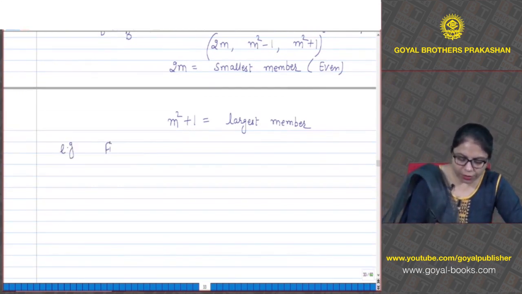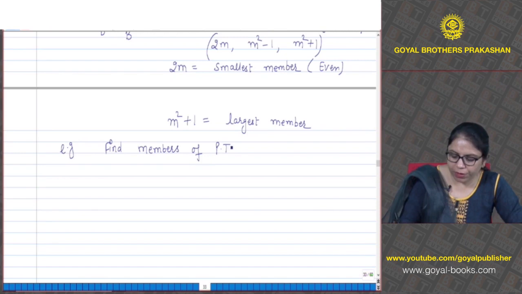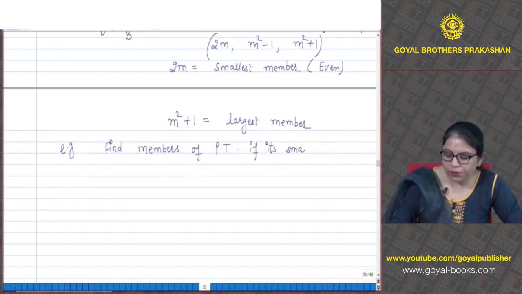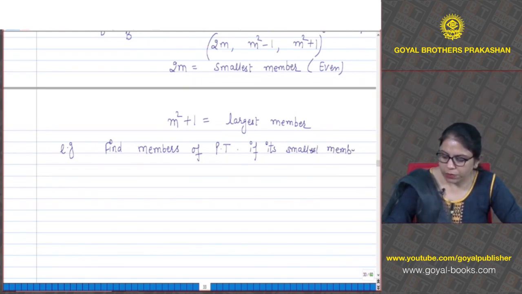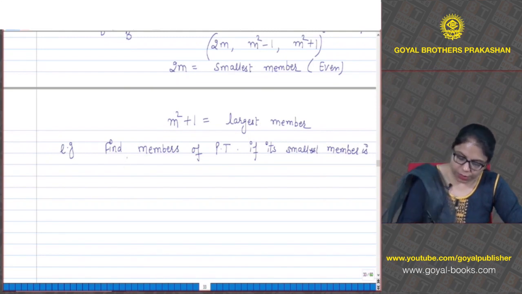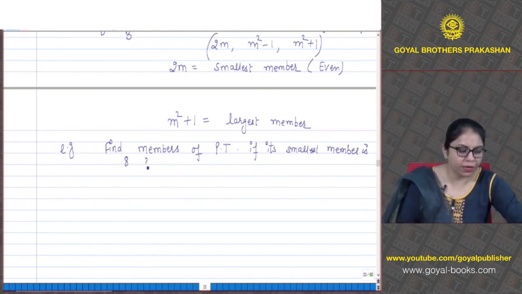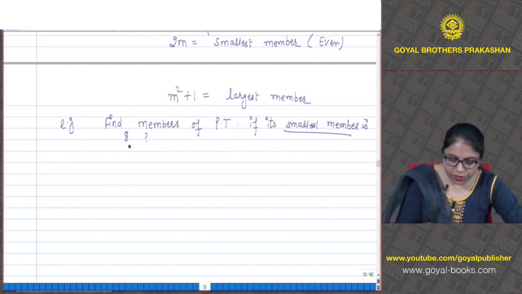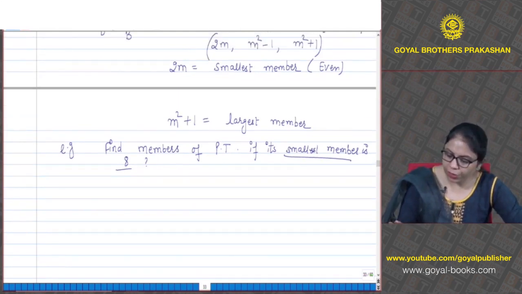Suppose find members of Pythagorean triplet if its smallest member is 8. Smallest member is given to you, and through this you have to find other members of Pythagorean triplet. I have already told you smallest member is always 2m.